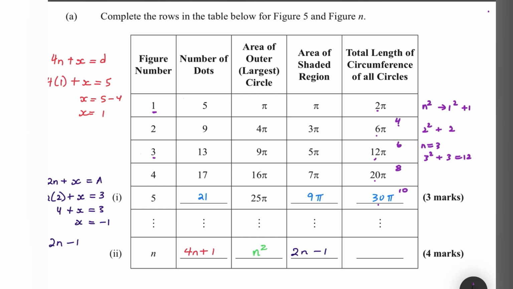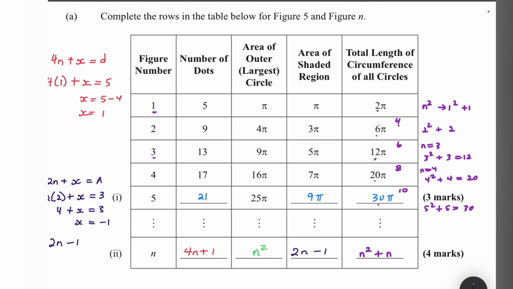And then here, when n is 4, so that's 4 squared, which is 16, and 16 plus 4 is 20. And then finally, when n is 5, that's 5 squared, and 5 squared plus 5 is 30. So as you can see, the general rule for this last one is n squared plus n. And that's how you would figure out the total length of circumference of all the circles.